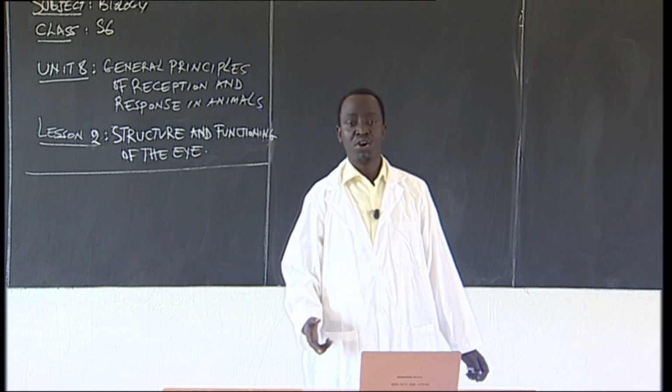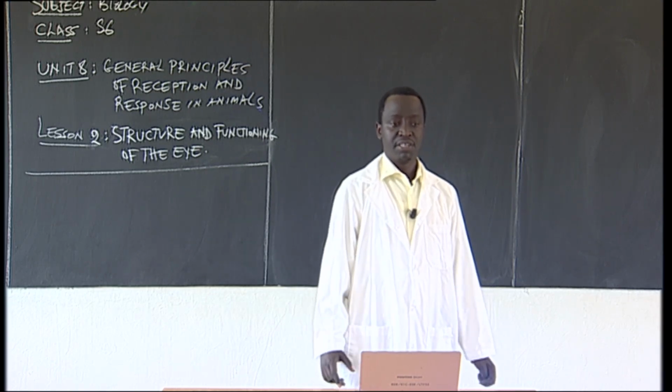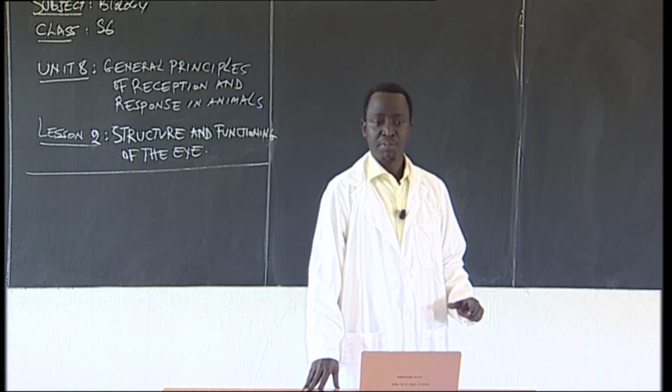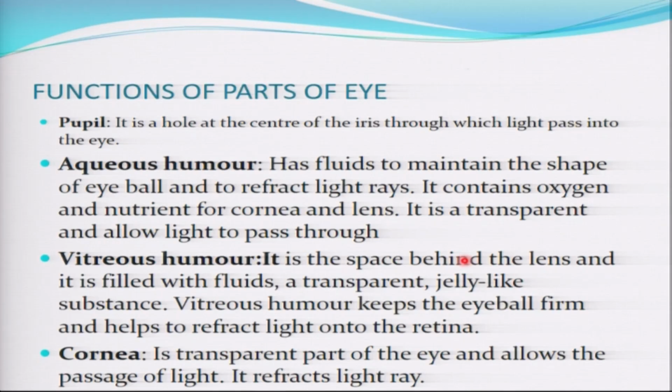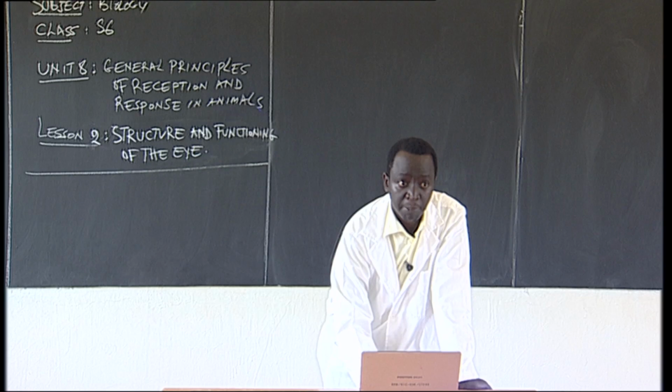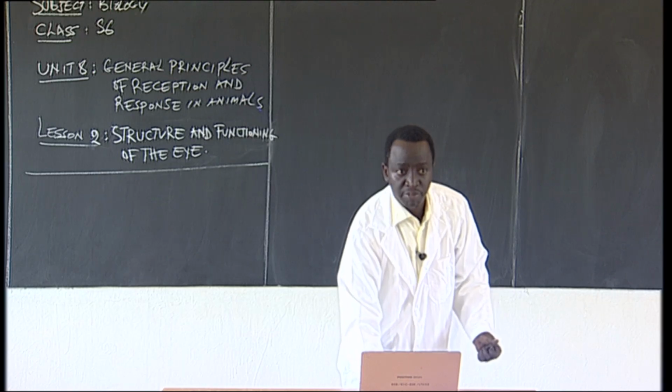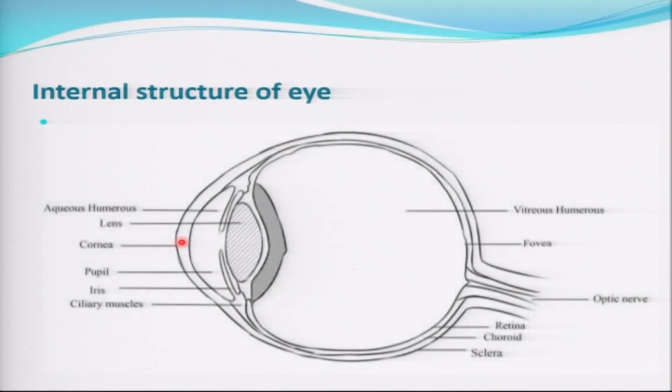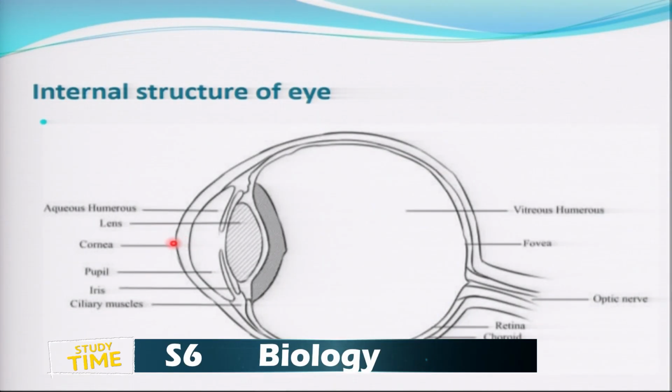We have now what we call the cornea. It is a transparent part of the eye that allows the passage of the light. This cornea bends so that when the light is coming, it can pass easily. It is located here on this diagram. You see, this is the cornea. When the light is coming from this side, because it's transparent, it can allow the light to pass. Are you getting this? Nice.